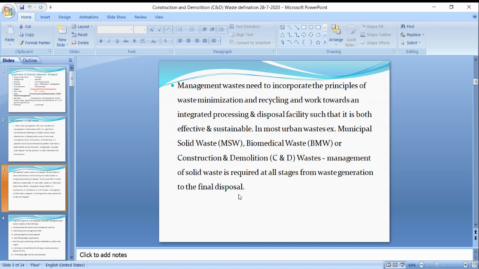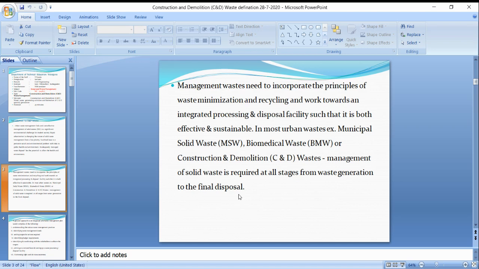So in most urban waste, for example the municipal solid waste, biomedical waste, or construction and demolition waste, management of solid waste is required at all stages from waste generation to the final disposal. In urban waste, I said, it's a city, so the city has a lot of population, and also lots of hospitals, and lots of construction going on. So for that a management is required.